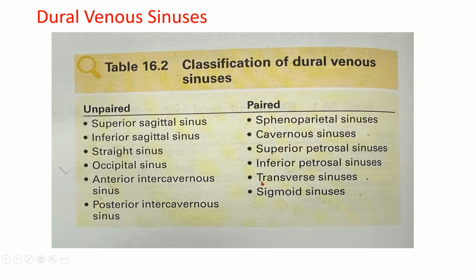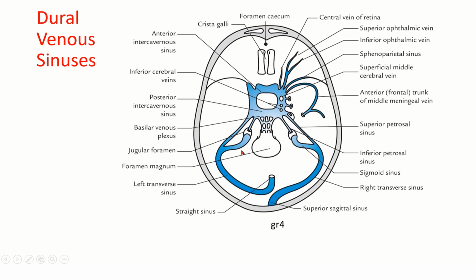Most important will be the cavernous sinus. You can see here, this is the cavernous sinus, anterior intercavernous sinus, posterior intercavernous sinus, sphenoparietal sinus, middle meningeal vein. This is the superior petrosal sinus, this is the inferior petrosal sinus. And you can see this is the transverse sinus and this is the sigmoid sinus. Sigmoid sinus will continue as the internal jugular vein.